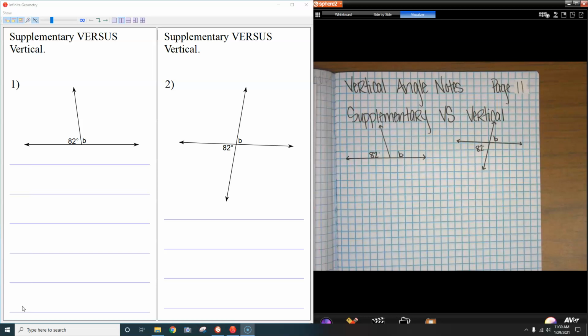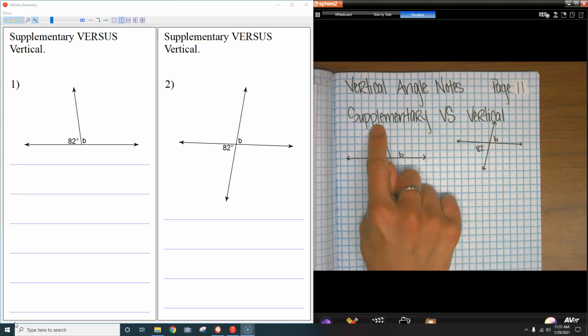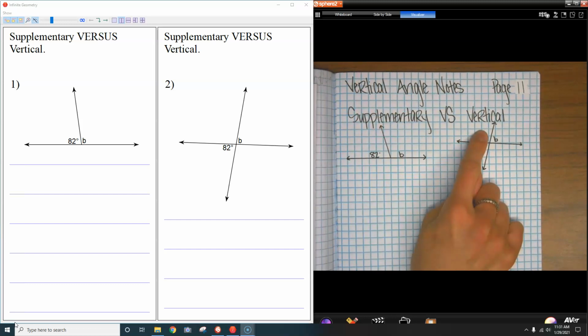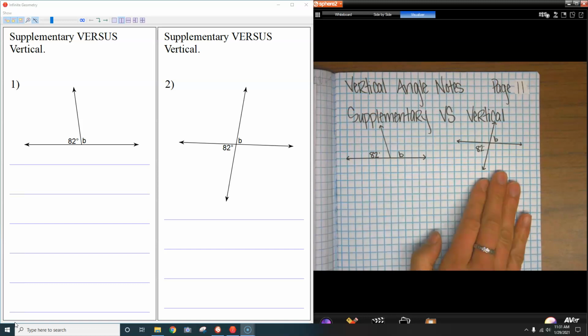Please write down on page 11 vertical angle notes, supplementary versus vertical, and draw the two diagrams that you see on your screen. So you should already have these two diagrams drawn on page 11 in your notebook, and the notes that should say supplementary versus vertical. We typically confuse supplementary angles with vertical angles, so today I wanted to talk about, before we start with vertical angles, the difference between the two.